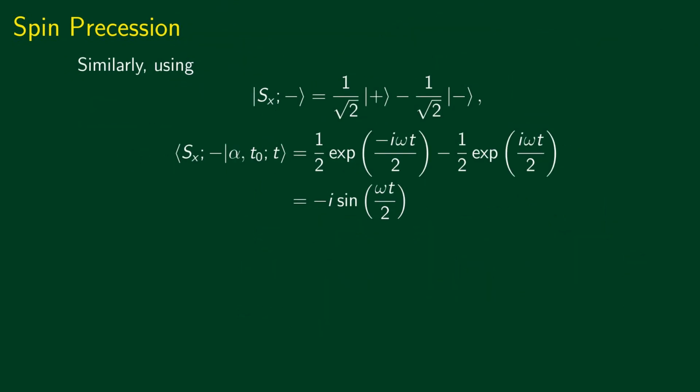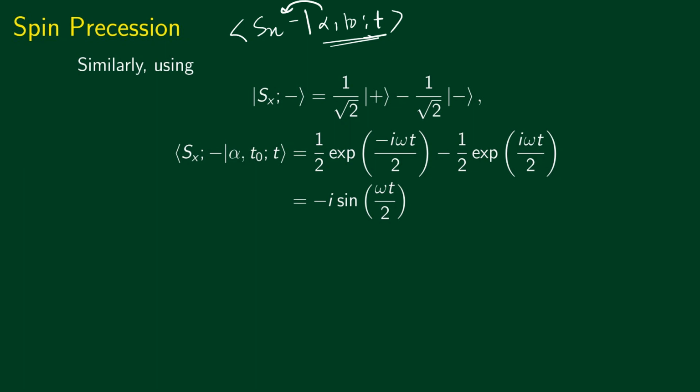In the same way, you can calculate the probability amplitude for finding minus h bar by 2 if you measure the x component of spin, or Sx, on the state ket alpha comma t0 at time t. Okay. Now this probability amplitude is given by bra Sx minus ket alpha comma t0 at time t. So this is just the component of the state along ket Sx minus, or the projection of the state ket alpha comma t0 at time t onto ket Sx minus.